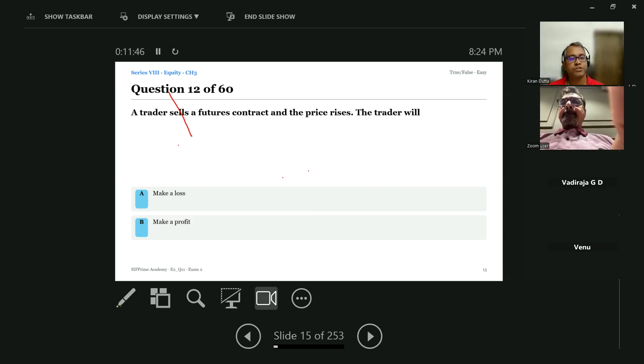Sir, don't jump. Please go through that. Some are putting B. B is not the answer. See, a trader is selling a future contract, and instead of the price coming down, the price is going up. He will actually make a loss. Okay. Don't jump. Please read through that.